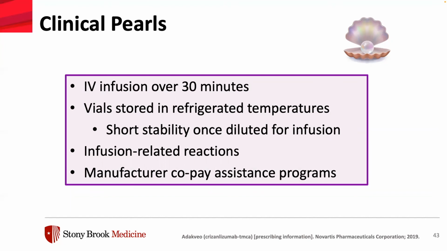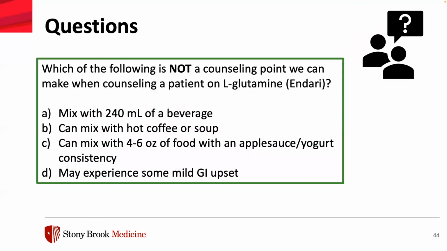If patients do experience any infusion-related reactions, we can recommend either slowing down the infusion or temporarily stopping the infusion, and then for future doses, possibly pre-medicating these patients to help prevent any infusion-related reactions. And since it is a newer medication, it is pretty expensive. So there are some manufacturer copay assistance programs we can also help patients find to obtain this medication.